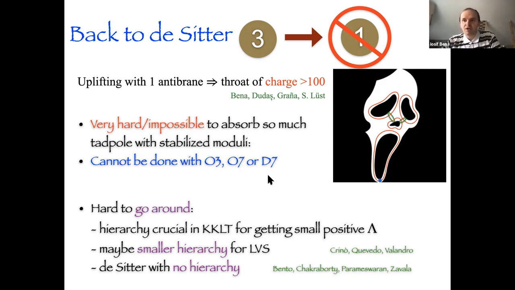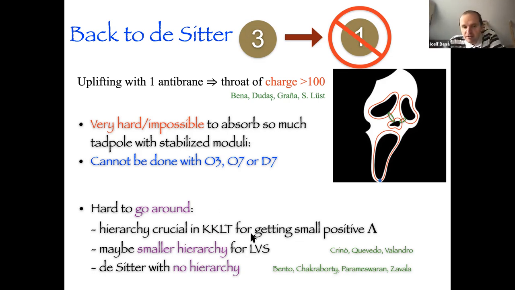And with the D7s, I told you that if you put D7s, it's a losing game. You put D7s, you think, hey, I'm stabilizing moduli, I'm very smart, but once you put them, you can actually find that you're playing a losing game. The more D7s you put, the more complicated you make the cycle they wrap, the more moduli you have, and the more tadpole you source. So having D7s is a losing game. Now, how can we go around this? How can we get some de Sitter?